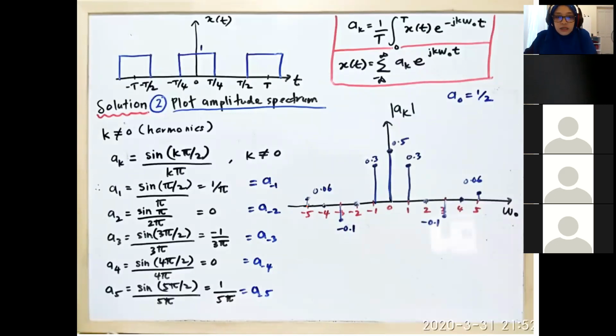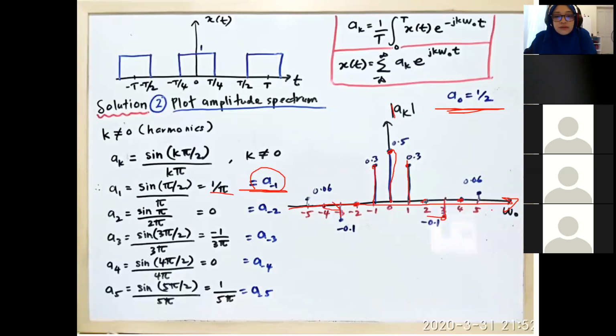So draw out the axis, omega naught, then you have the a_k value here. Just plot the a_k values. For a_0, the DC term, you already calculated 0.5. a_1 is 1 over pi, which is approximately 0.3. a_minus 1 is also 0.3 because you already defined it here. Then a_2 is 0. For a_3, you have minus 1 over 3 pi, so you have a negative value.